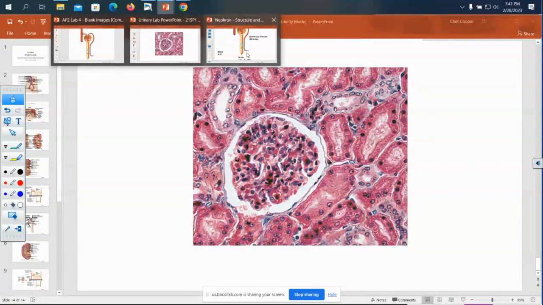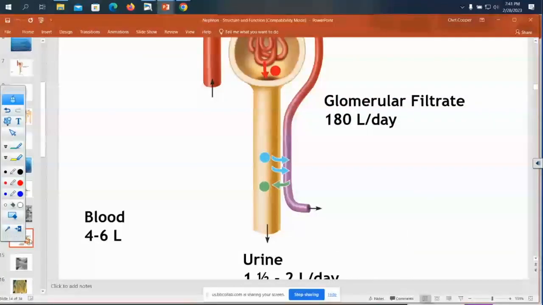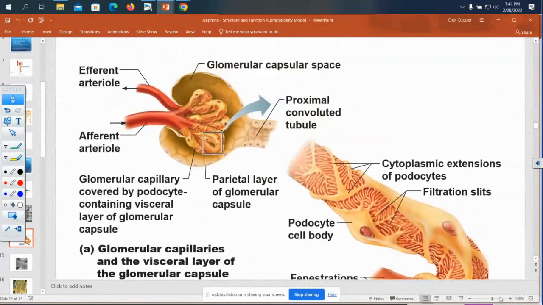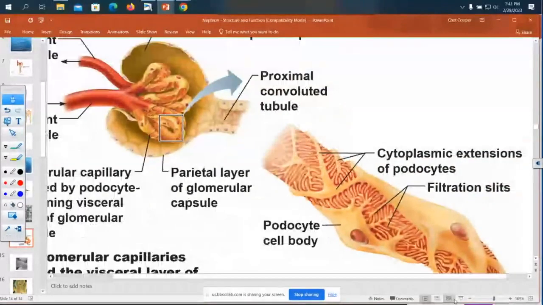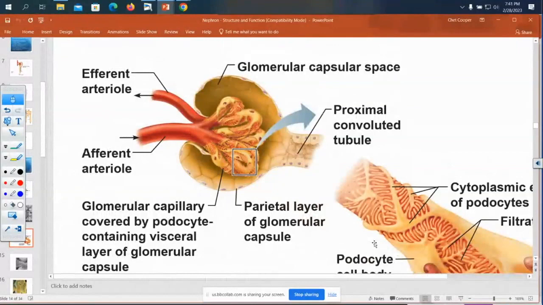I have to take you to the blue one. Over here to the blue one. Well, I don't have to, I just love to. Because of this crazy little picture here. You'll see there's an afferent arteriole going into the glomerulus.